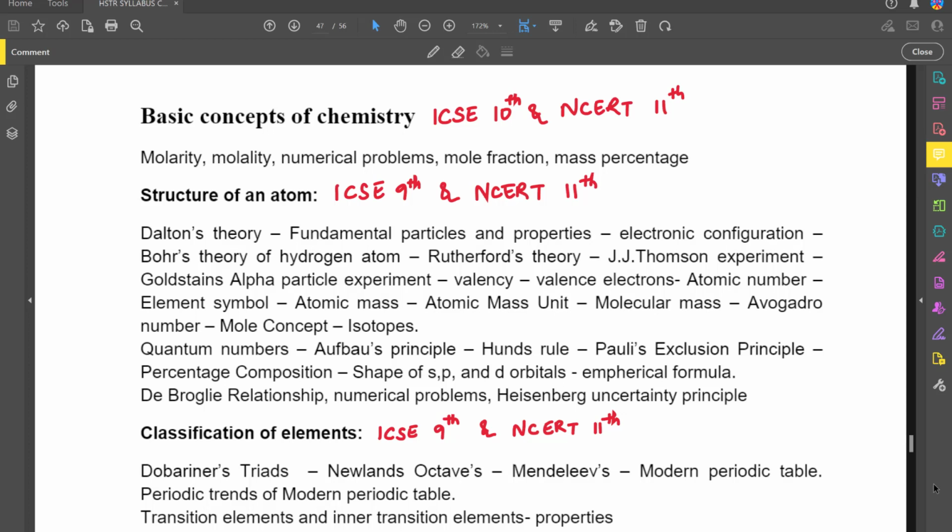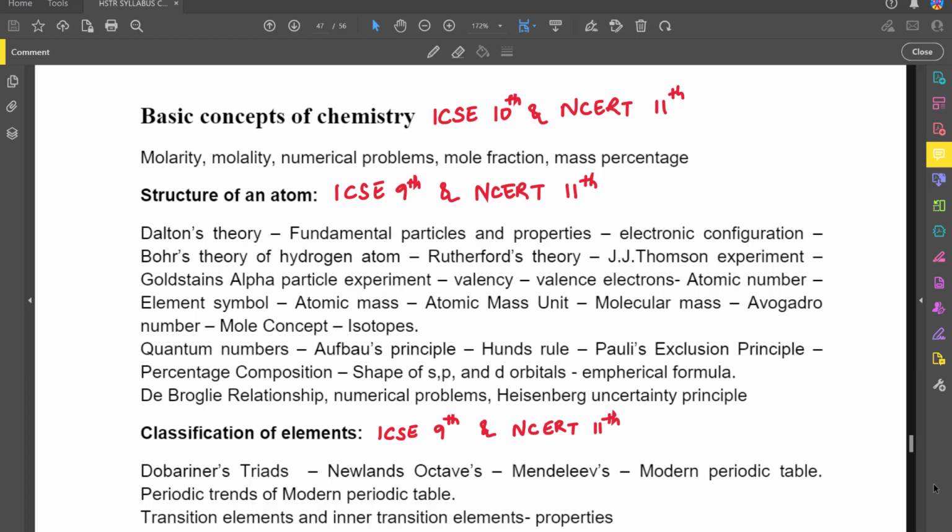But if you come to the PUC first year book, the entire portion is given, and very nicely given actually in the PUC first year book. So you can prepare for this chapter from the PUC first year book. I am talking about chemistry textbooks here.